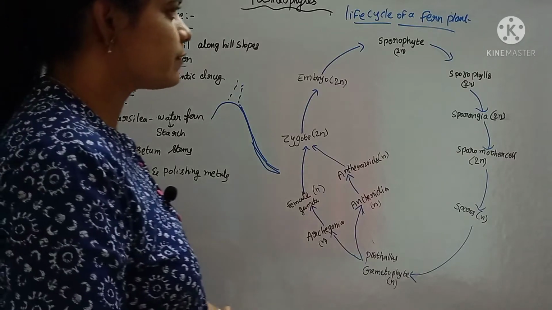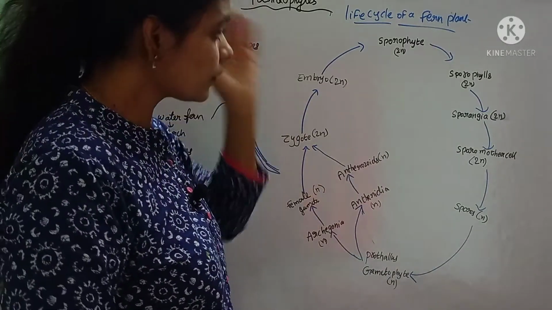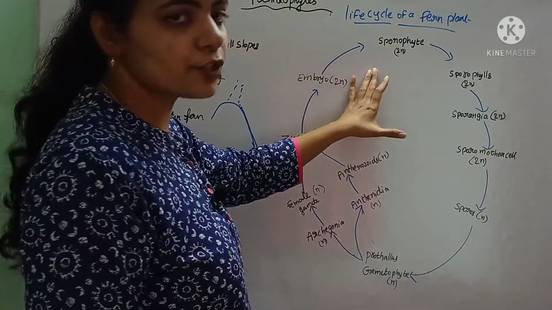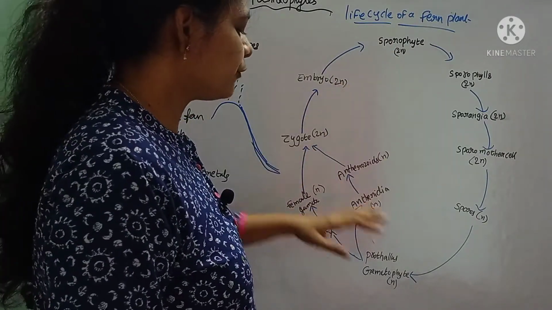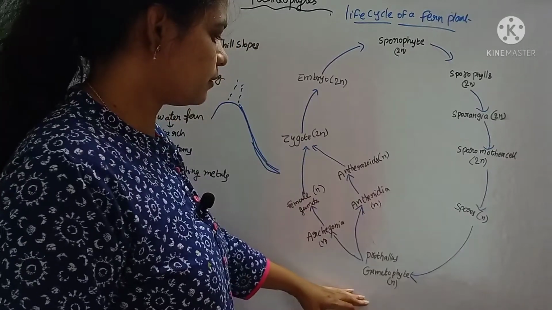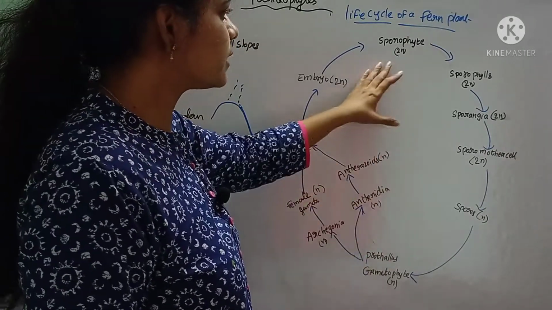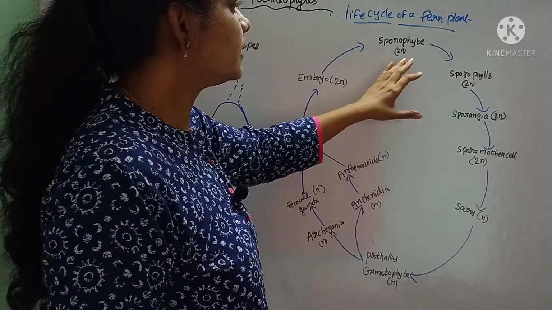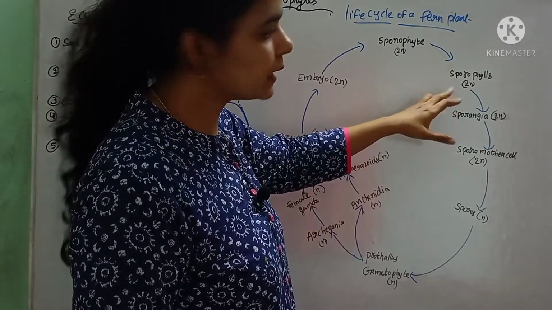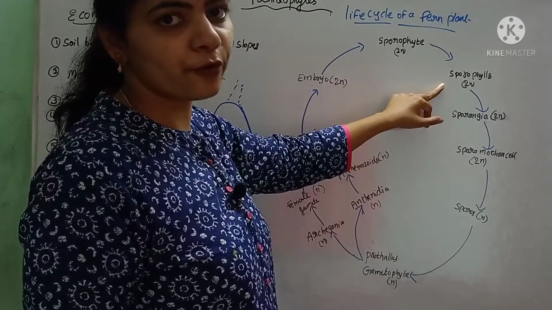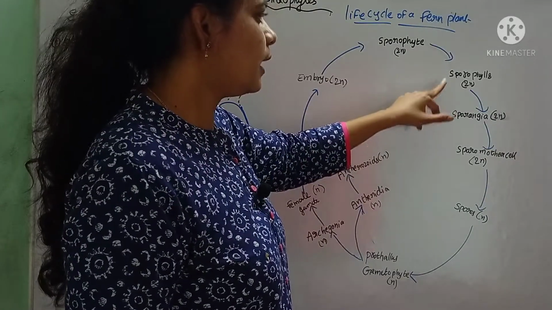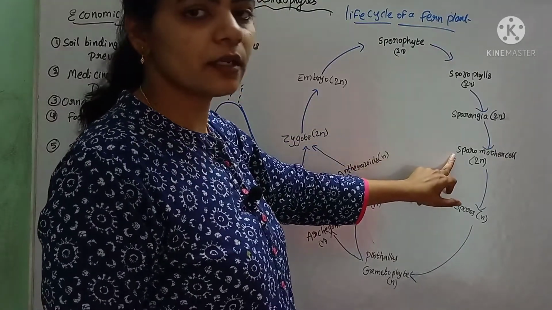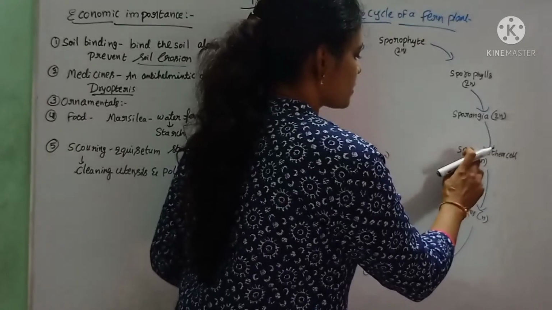Now we'll see the life cycle of the fern plant. We have studied that the sporophyte phase is the dominant one, and the gametophyte stage is not the dominant one. Here the sporophyte stage produces spores, and the spores are produced in the leaves, hence the leaves are called sporophylls. And the sporophylls consist of sporangia. Inside the sporangia, spore mother cells are present.